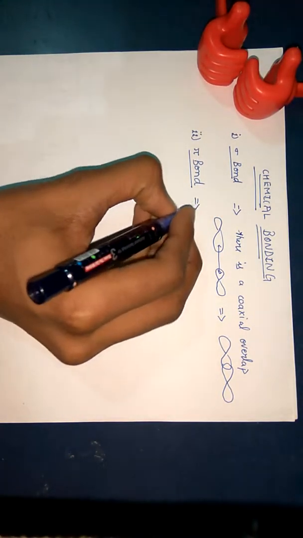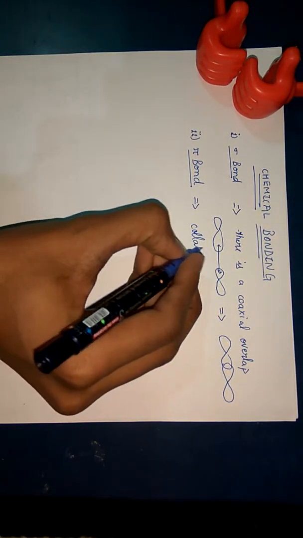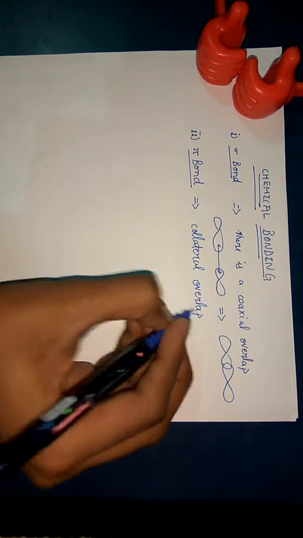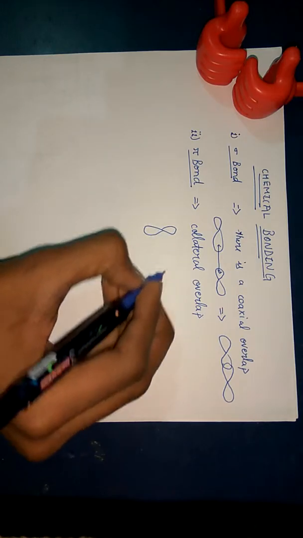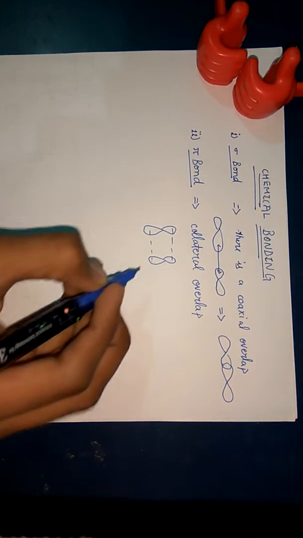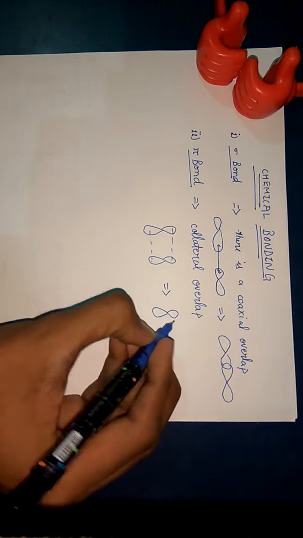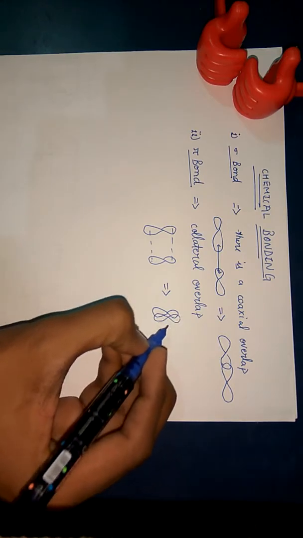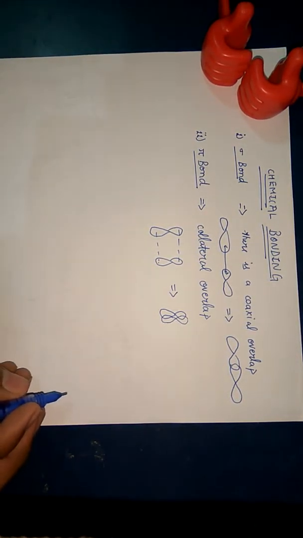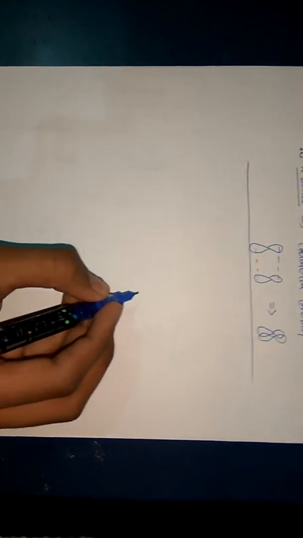And in the pi bond the direct definition says that a collateral overlap occurs. Two figure of 8 orbitals will interact collaterally, and it would be represented like this. This is a collateral overlap. Although these types of definitions are very much specified in our books, now let's take a review.